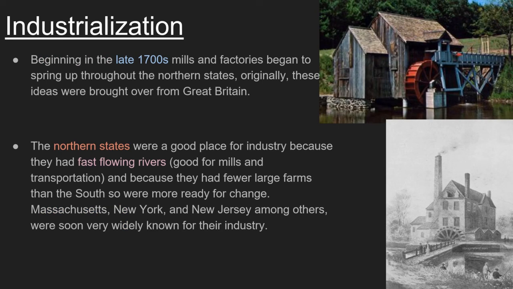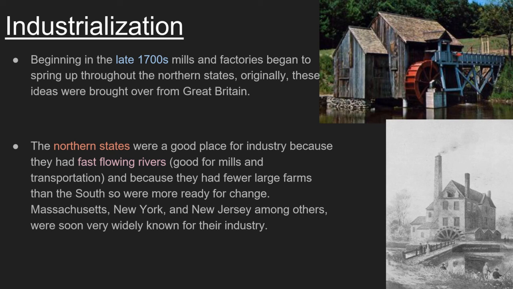So industrialization during this changing nation time, beginning in the late 1700s, mills and factories began to spring up throughout the northern states. Originally, these ideas were brought over from Great Britain. So it was kind of a slow growth at first. We'll get into what really increased that growth later.